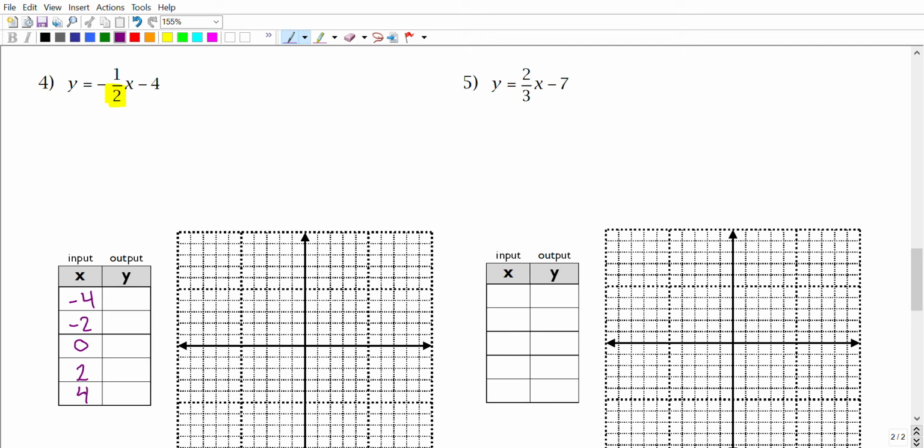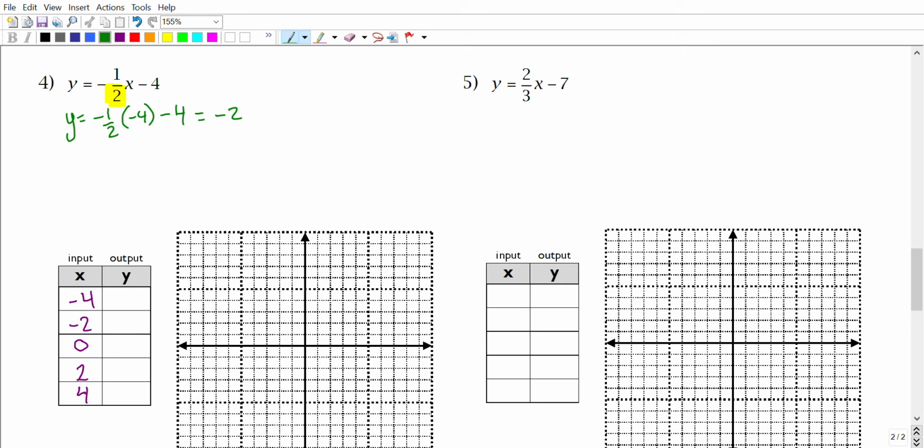Okay? All right, we'll make sure that's a little more clear in a second, but let's go ahead and do that for now. So just like before, let's substitute a few values in here. We have y equals -1/2 times -4, minus 4. What do we get? Well, -1/2 times -4. A negative times a negative is always positive, so it's basically like saying 1/2 times 4. Well, that is just 2. And 2 minus 4 is -2.